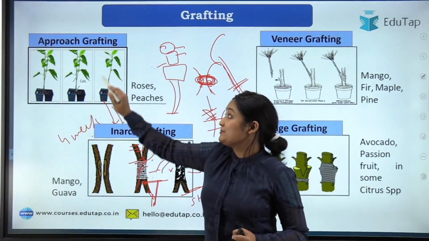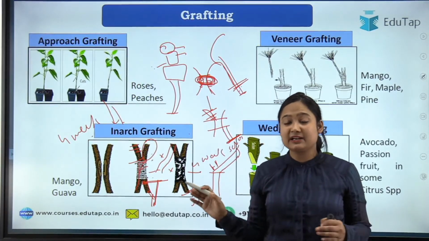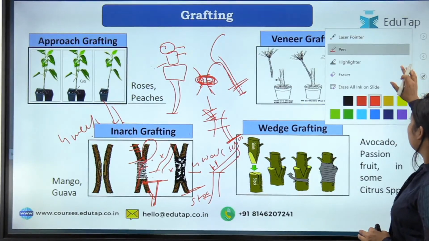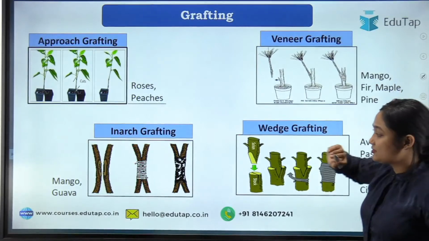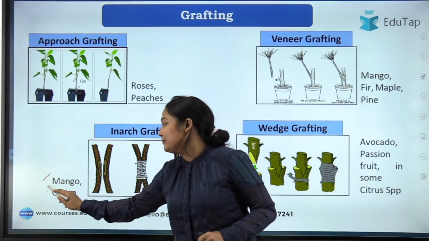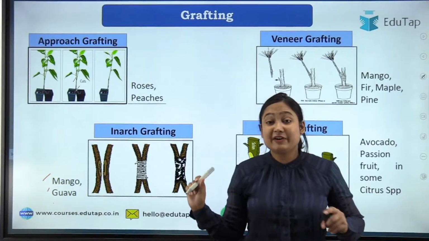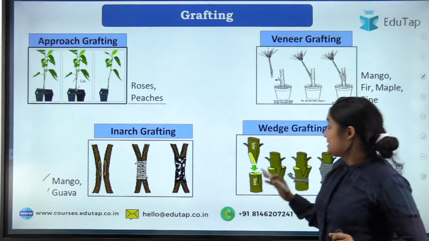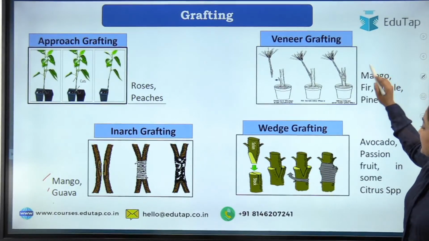That is the main difference between approach grafting and inarch grafting. There is not much difference in the concept, but the time and the plant you are doing it on make the difference. Inarch grafting is mainly done in mango and guava. If everybody is clear, fine. If you have any doubt, let me know and I'll re-explain it. But for now, let's move to veg grafting.